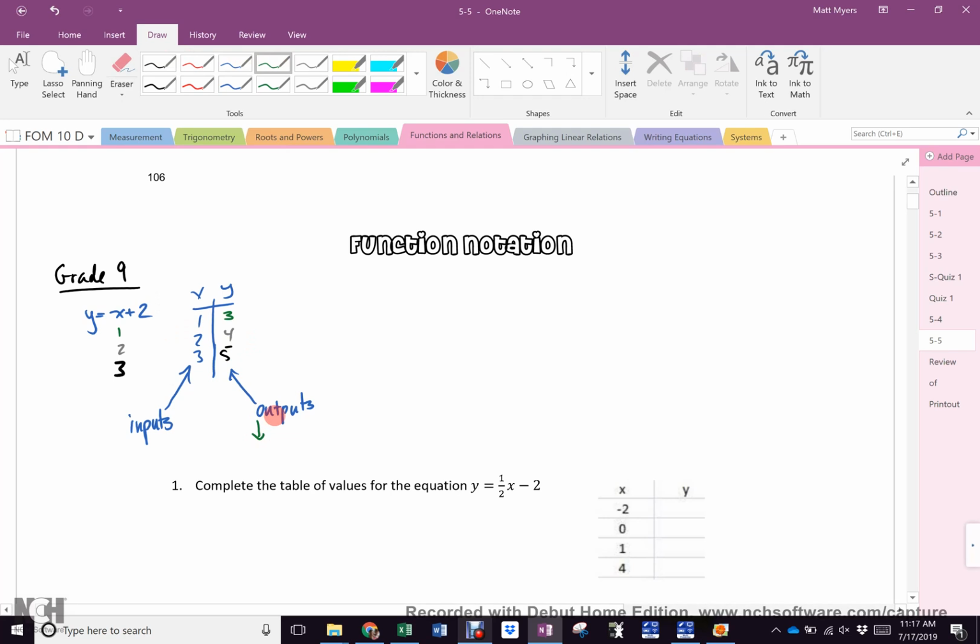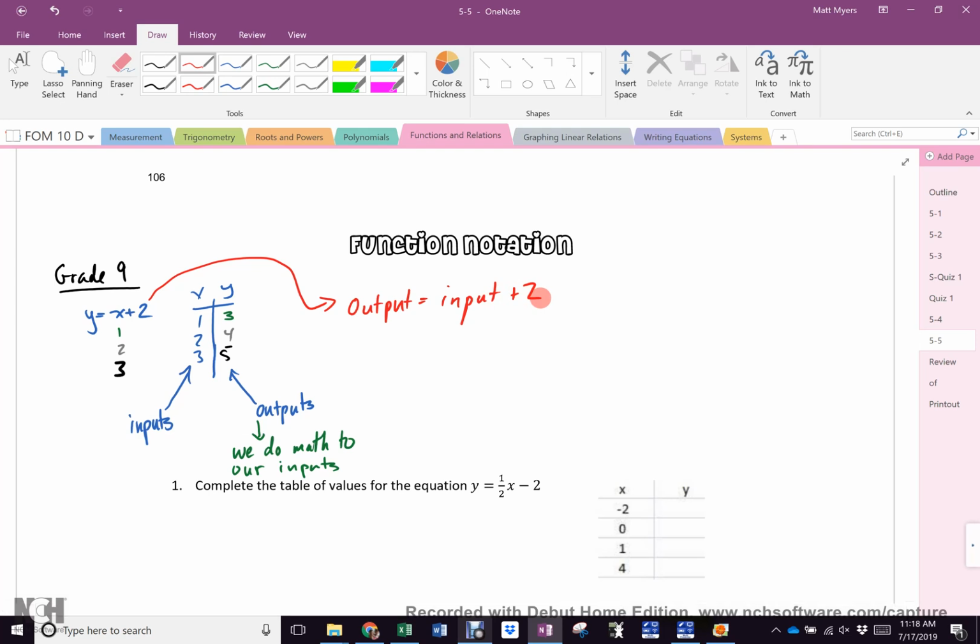Outputs. How do we get our outputs? We do math to our inputs. That's how it works. Everybody knows how to do this, correct? So we could write this as output equals input plus 2, right? Because that's what we're doing. We input, we add 2, we get an output.